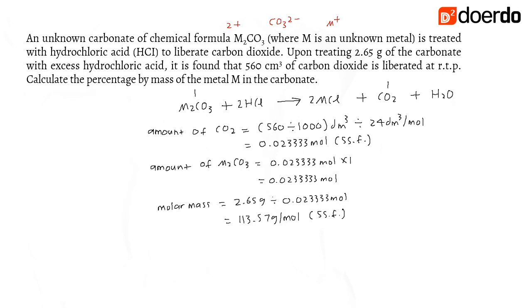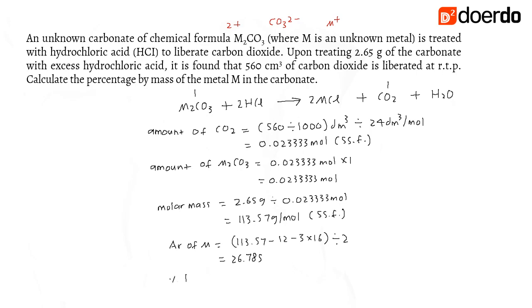Now we need to find the Ar of M, which would be equivalent to 113.57 minus 12 minus 3 times 16 divided by 2, since each compound has 2M, and your answer should be 26.785, which is quite similar to that of aluminium in the previous question, but remember that this is not the exact same question, so it's more of a happy coincidence.